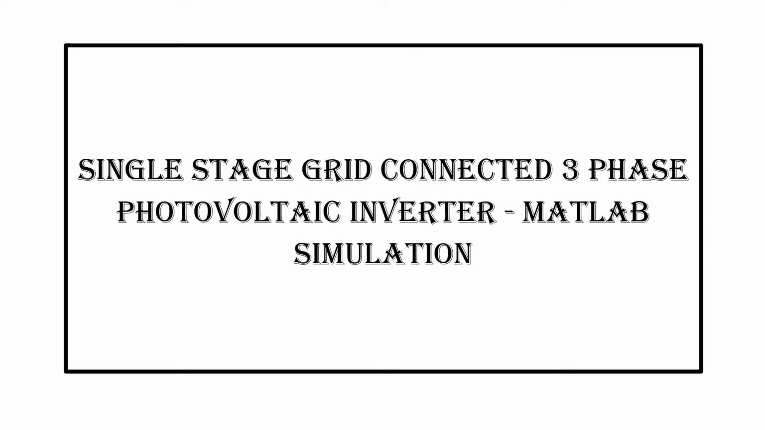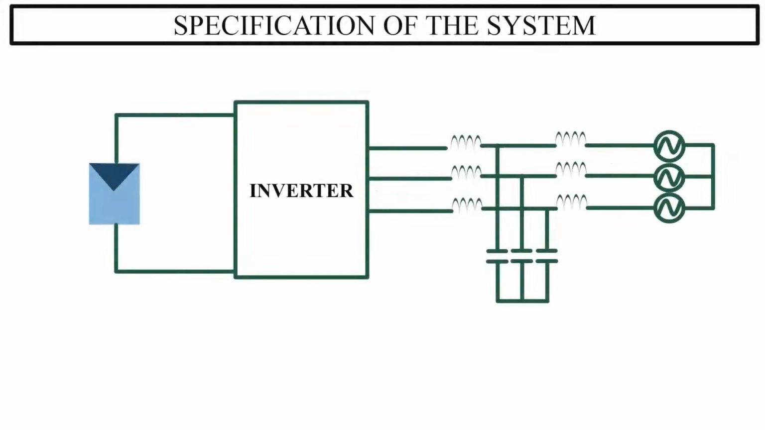Our today's discussion is on simulation of a single-stage grid-connected three-phase solar inverter using MATLAB. This is the basic schematic of a single-stage grid-connected three-phase solar inverter. Here the output of the solar panel is directly connected to the inverter input. LCL filter is used for filtering out the harmonics in the grid current.